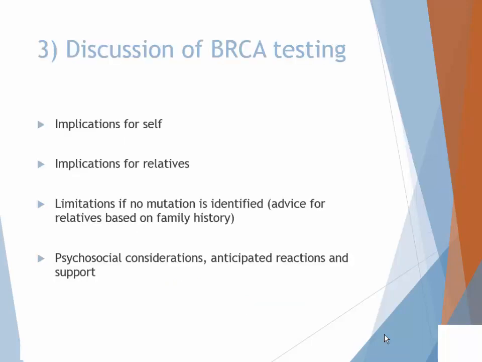So obviously in the appointment, we discussed the implications of testing for her in terms of what does that mean in terms of managing future risks, what could we potentially identify for your relatives, and the limitations of testing. If we don't identify a mutation, we'd still be concerned that there's some familial tendency to cancer. We still need to manage that appropriately. And obviously considering her psychosocial concerns or reactions to the information.